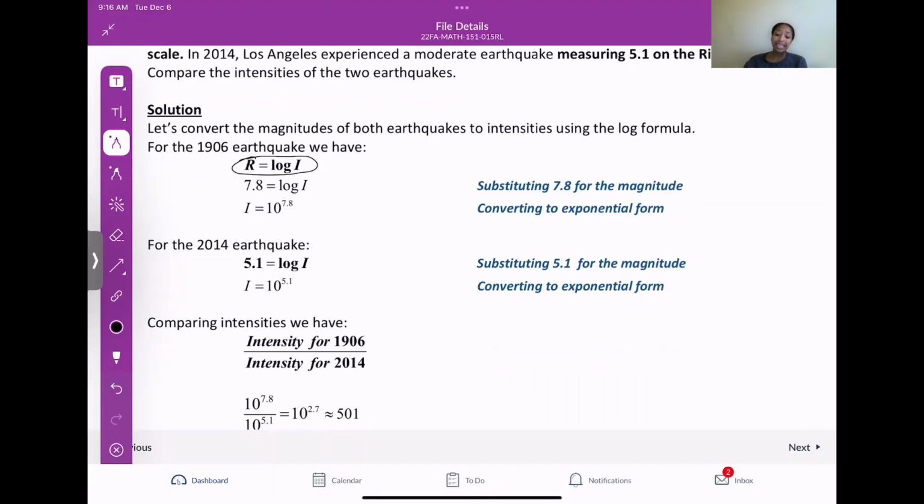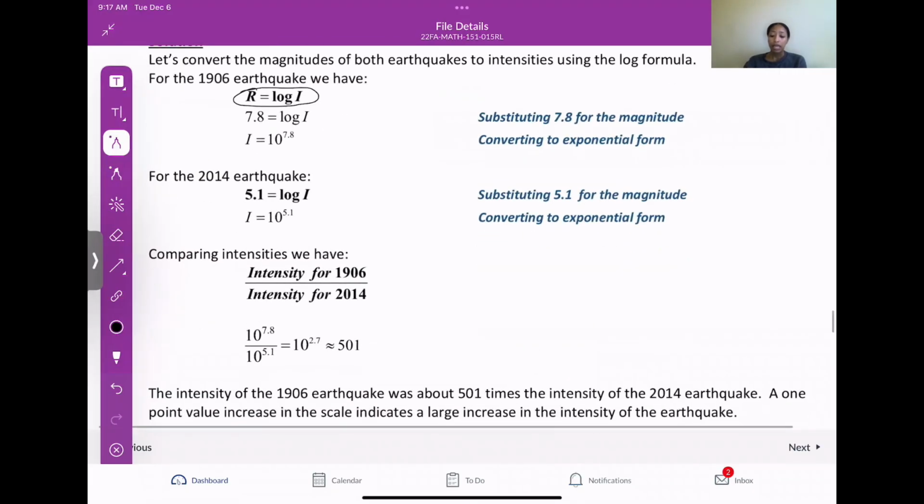So if we take 10 to the 7.8 power and divide by 10 to the 5.1 power, that gives us 10 to the 2.7 power. And if you calculate that, that's about 501. So what does this mean in terms of the intensity? The intensity of the 1906 earthquake is 501 times greater than the intensity of the 2014 earthquake.